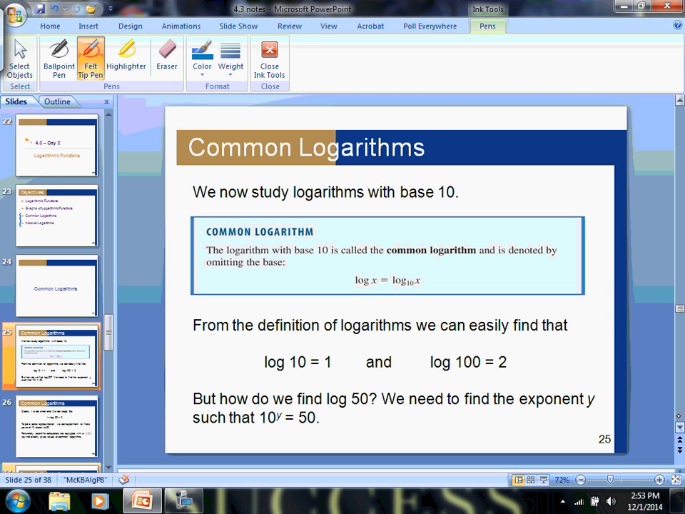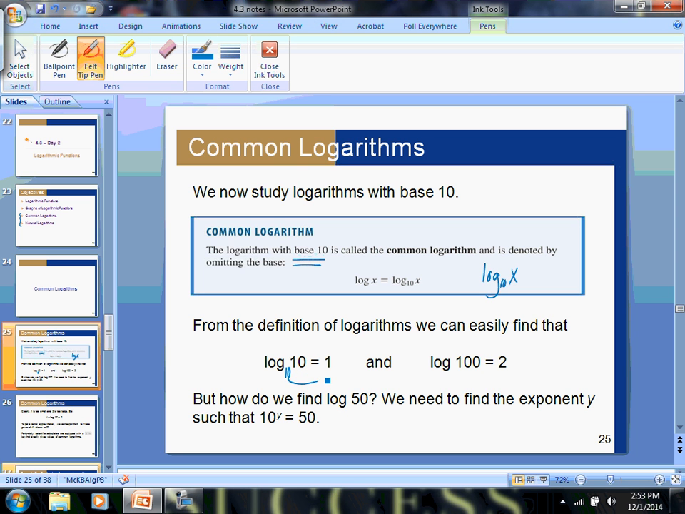Now the common logarithm is when you have a log with a base of 10. And usually we just call that log of x. So if there is no base written in, you can assume that there's a little 10 there. So log base 10 of x. Usually they just write it this way, log of 10. And again, there's that little base 10 written in there.